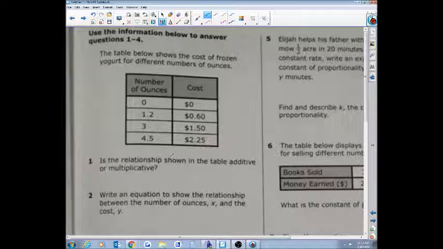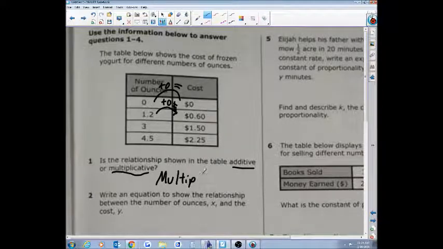So is the relationship shown in the table additive, meaning you're adding to get from the input to the output, or is it multiplicative? Are we multiplying to get from here to here? So 0 plus 0 equals 0, but 1.2 plus 0 does not equal 0.6. So this is going to have to be a multiplicative relationship to get from the input to the output.